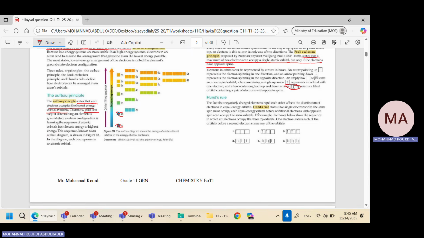Hund's rule, as you see, states that single electrons with the same spin must occupy each orbital equally before an additional electron with opposite spin can occupy the same orbital. So I can start with half filling the orbitals, then I can continue once again with opposite spin electrons. Okay, just as you see in the figure here.